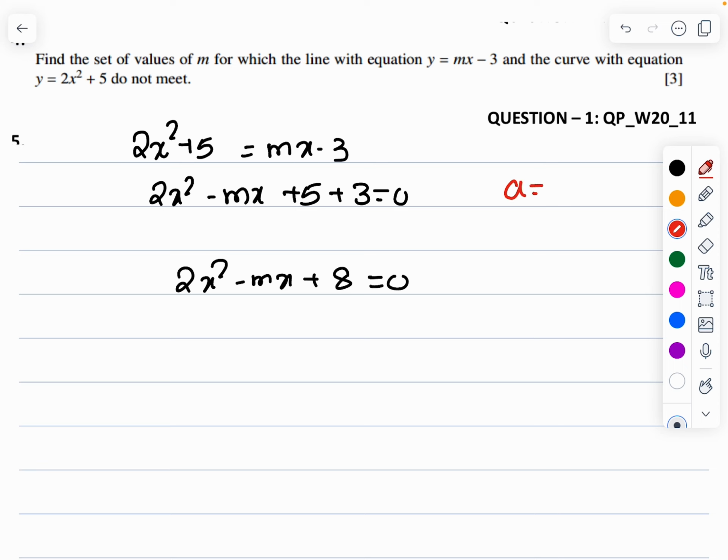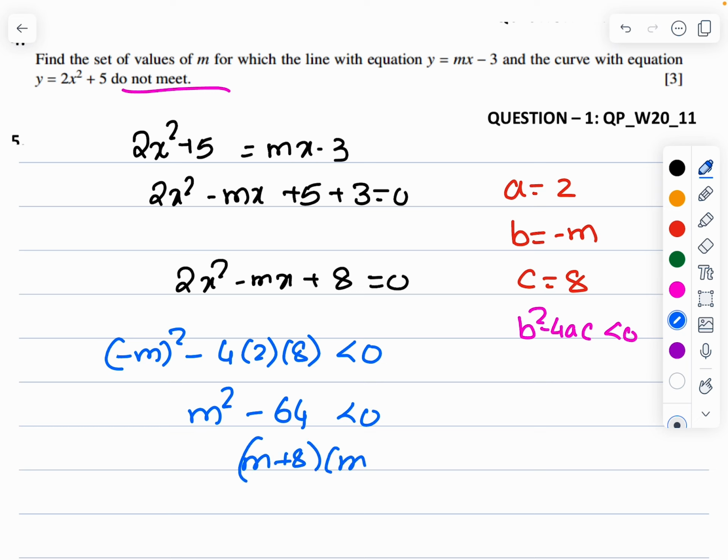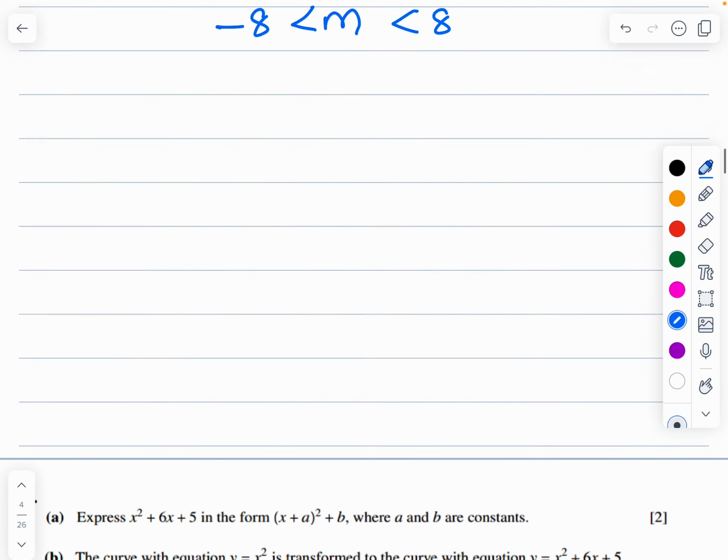So what is the value of a? 2. What's the value of b? Negative m. What's the value of c? 8. They do not meet. Do not meet means b square minus 4ac is less than 0. So negative m whole square minus 4 times 2 times 8 is less than 0. m square minus 64 is less than 0. So when I factorize it, I get m plus 8 times m minus 8 is less than 0. Whenever it is less than, you have to write the smaller root on the left hand side and the bigger root on the right hand side. That's going to be the answer.